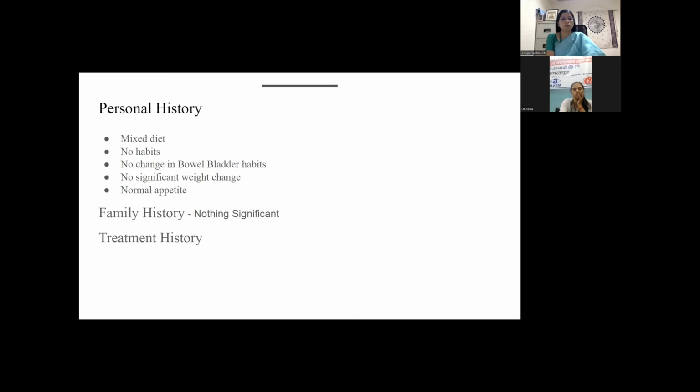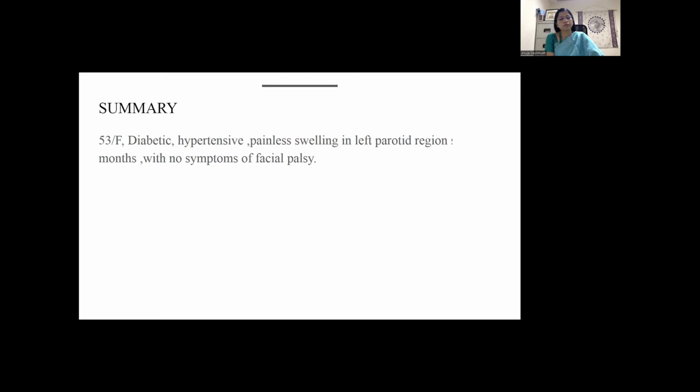She consumes a mixed diet, with no adverse habits, and no change in bowel or bladder habits. No significant weight change. She has a normal appetite. Summarizing the history: a 53-year-old lady, diabetic and hypertensive, with a painless swelling in the left parotid region since 8 months, and no symptoms of facial palsy.